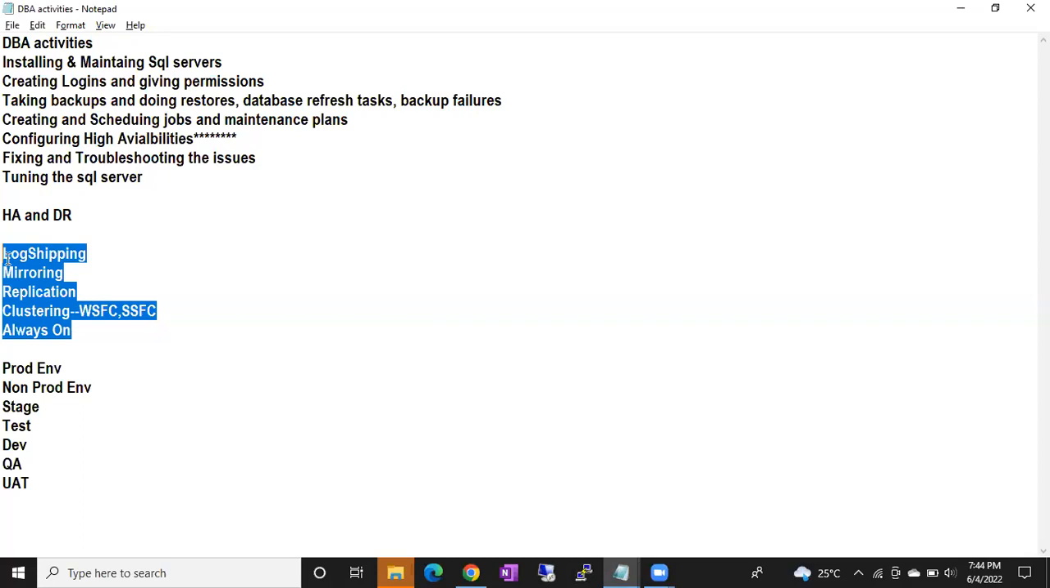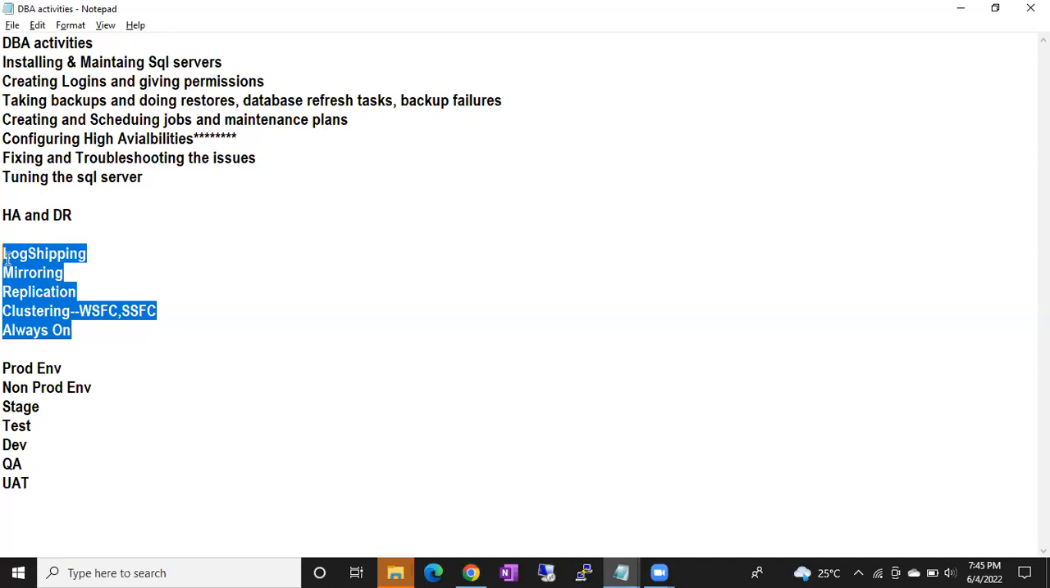To make the data highly available. Correct. If one server goes down, another server will take care of it. In all the 5 techniques, the concept is the same. Then you might ask, sir, if all 5 are doing the same thing, why do we need 5? I'll explain during the HADR classes.